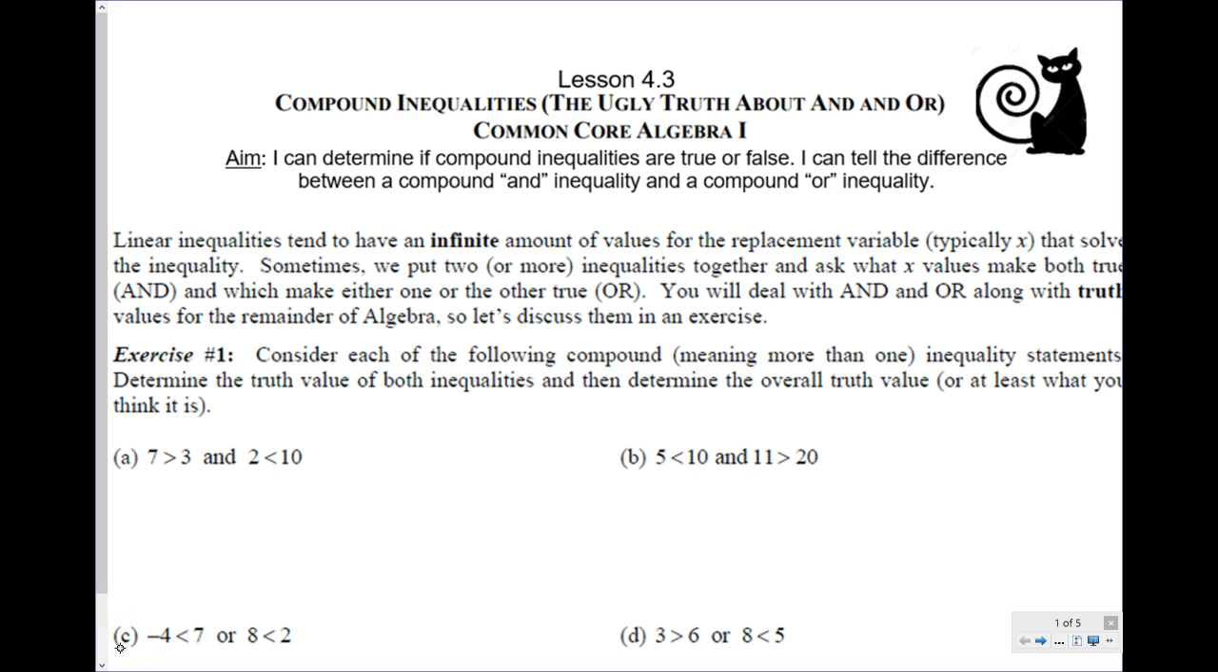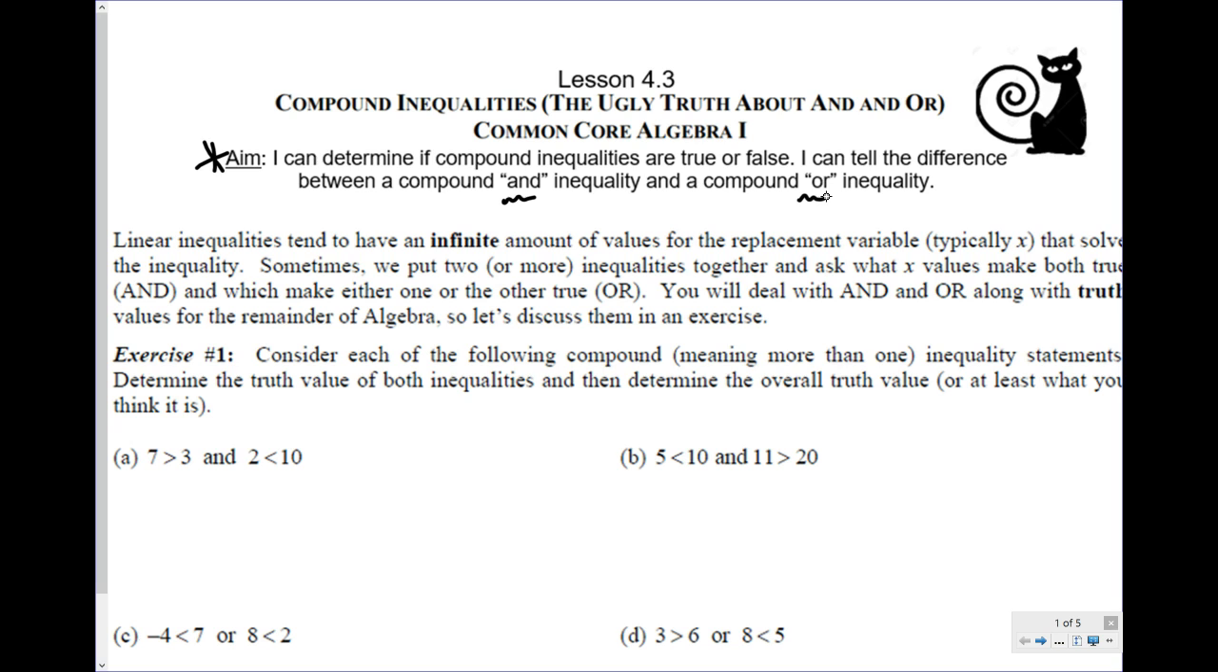Hi everyone! Today we're going to talk about compound inequalities. Compound inequalities are kind of weird. It's where you have two different inequalities that work with the same number. So today your aim is that I can determine if a compound inequality is true or false. I can tell the difference between a compound "and" inequality and a compound "or" inequality. And we're going to talk about the difference between an "and" and an "or" inequality in a second.